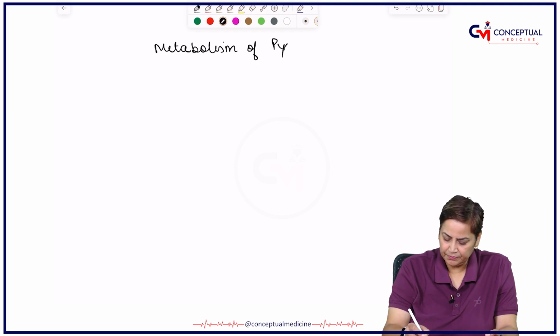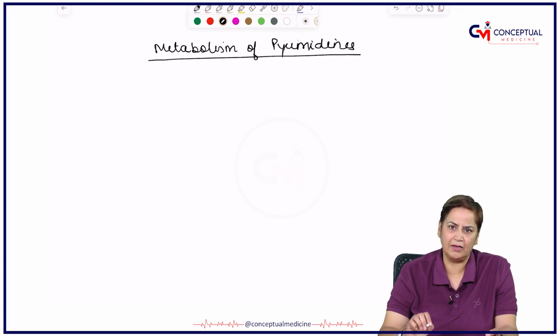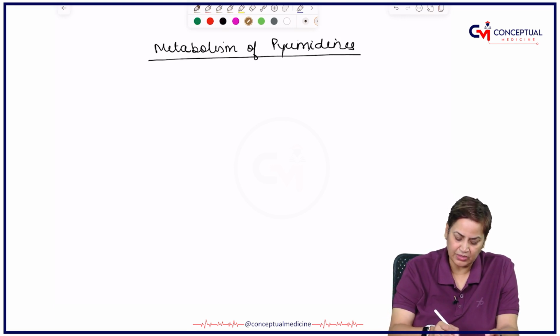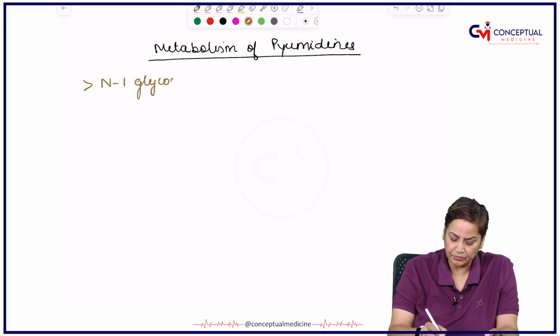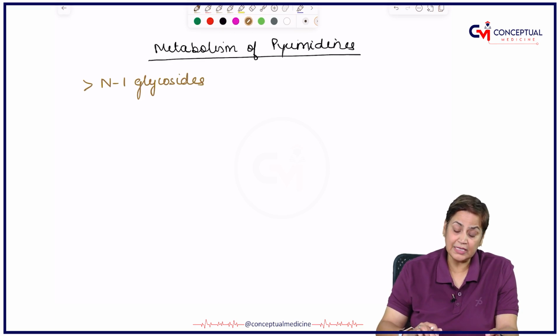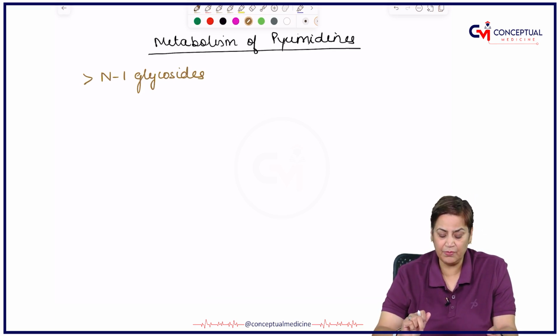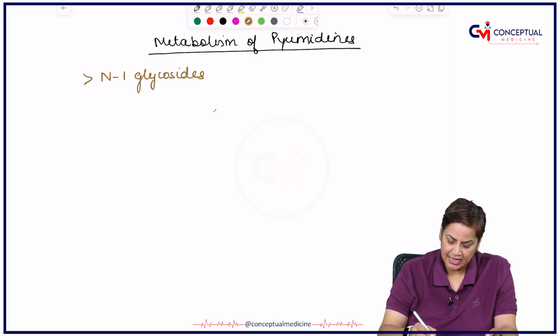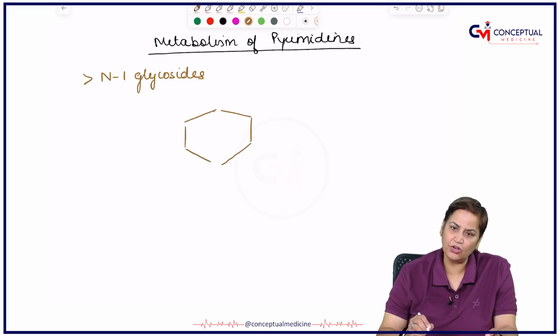Now, these pyrimidines are N1 glycosides, very important. Just as purines are N9 glycosides, pyrimidines are N1 glycosides, and this is a generalized structure of pyrimidines. Numbering always starts clockwise: 1, 2, 3, 4, 5, 6.